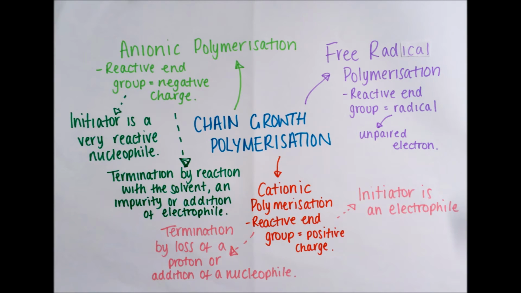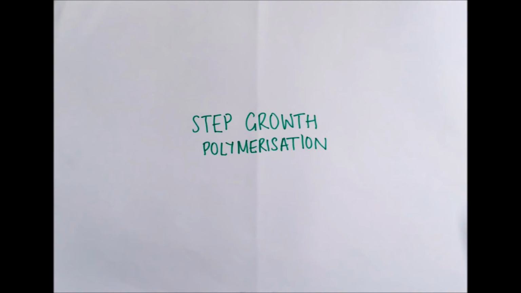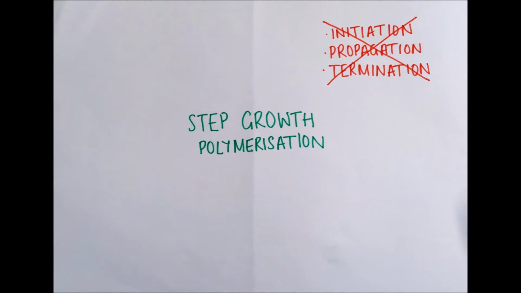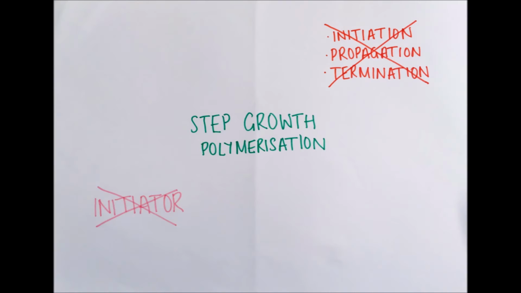In each case, the initiator that is used is dependent on the type of addition polymerization. The same goes for the mechanism of termination in order to deactivate the end group. The other main type of polymerization is step growth polymerization. Now, there are no three separate steps to this. The same mechanism occurs throughout polymerization. No initiator is needed for this process either.